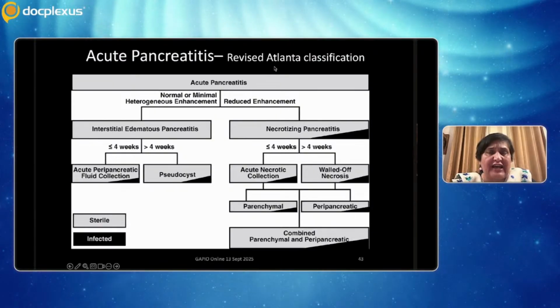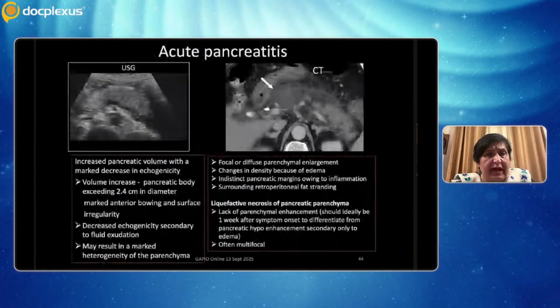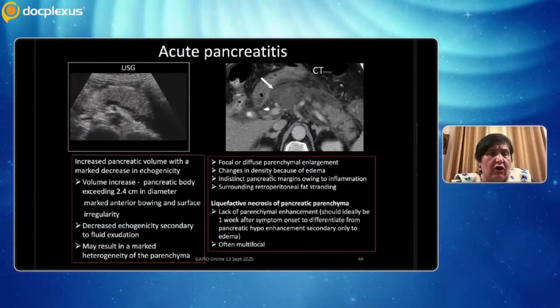There is a revised Atlanta classification. I think we're all familiar with it. I won't go into it, but you're basically dividing pancreatitis into interstitial edematous pancreatitis and necrotizing pancreatitis. And before 4 weeks, you see acute pancreatic fluid collections in edematous pancreatitis. After 4 weeks, pseudocysts. In necrotizing pancreatitis, acute necrotic collections before 4 weeks, and after 4 weeks, walled-off necrosis. This may be either sterile or complicated or infected.